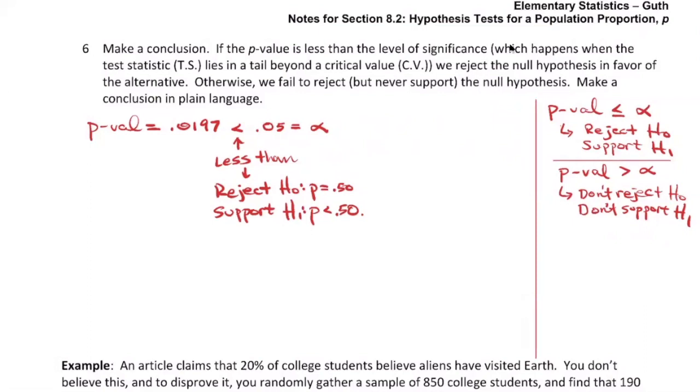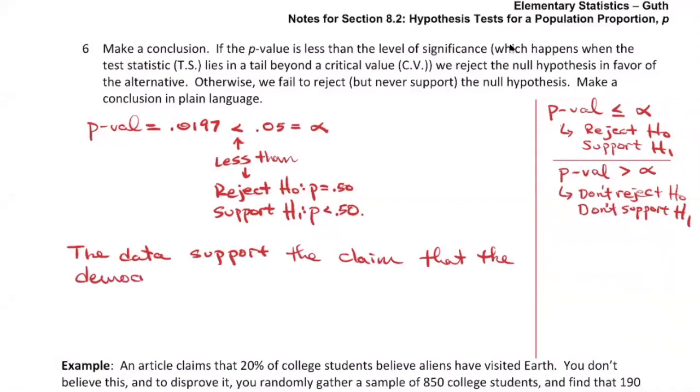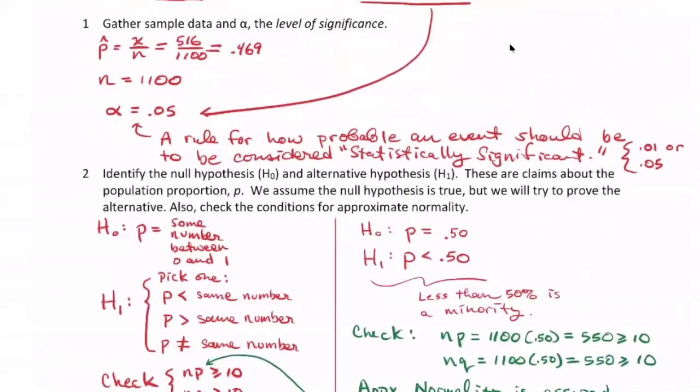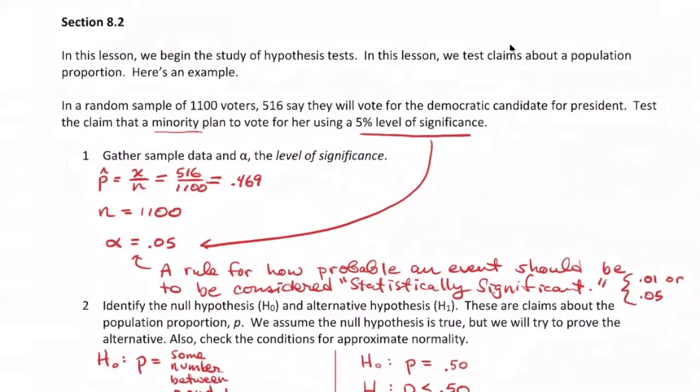All right, and so we have to write this last phrase here where it says support H1. You have to put that into context and don't use any weird symbols for this. So you want to say something like, and I always blame this on the data. So we say the data. This is not your opinion, right? So the data support the claim. I think it was that the Democrat has a minority of the vote. Now, let me just read that again. Democrat has a minority who will vote for her.